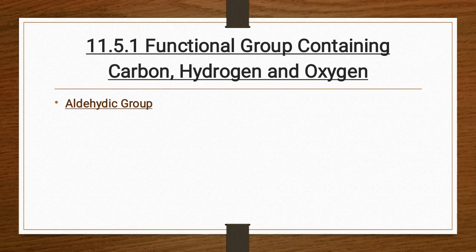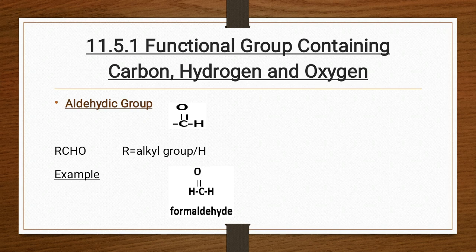The third one we have is the aldehydic group. The aldehydic group's general formula is represented as C double bond O H, and the one carbon valency is left for the alkyl group. So its general formula is also written as RCHO, where R means an alkyl group, or it may be a hydrogen atom. As an example, we have formaldehyde.